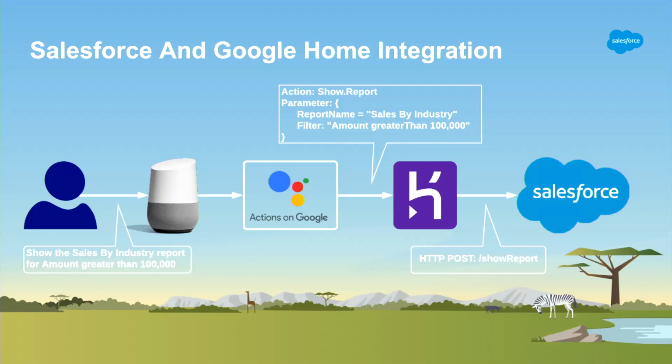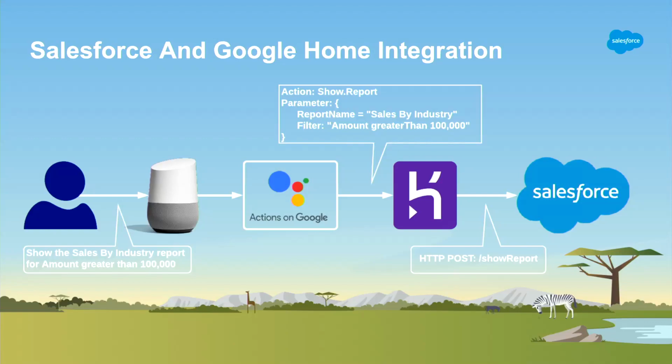So what is Actions on Google? Actions on Google is a platform that lets developers build a Google Home or a Google Assistant platform application. And in this case, we have built a Google Assistant application that takes the input from the user, like report name and filter, and sends it back to Heroku.